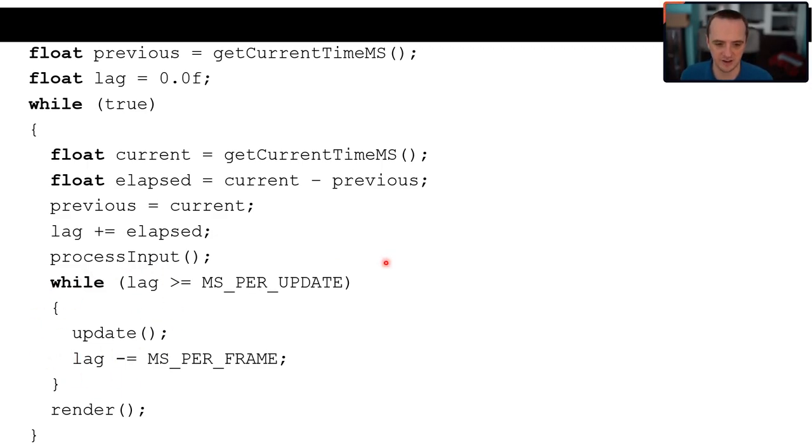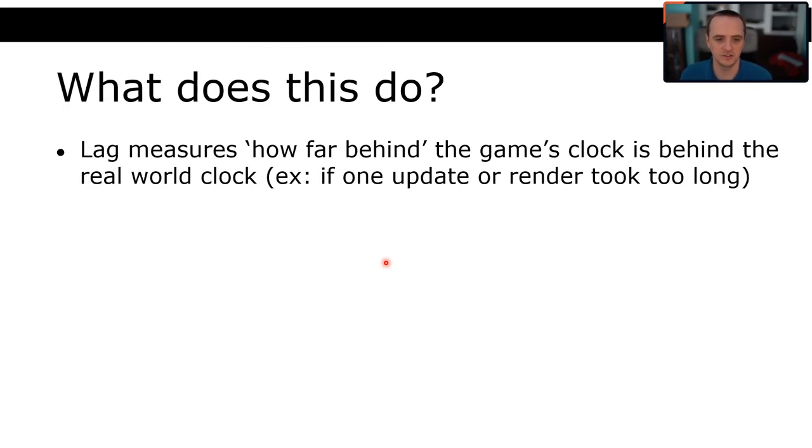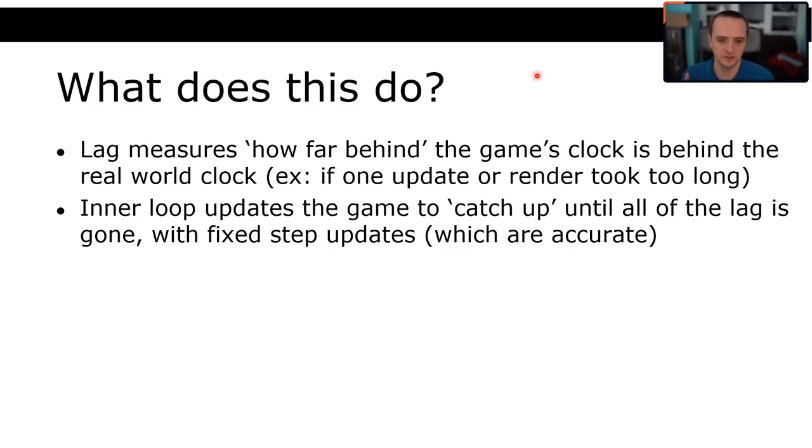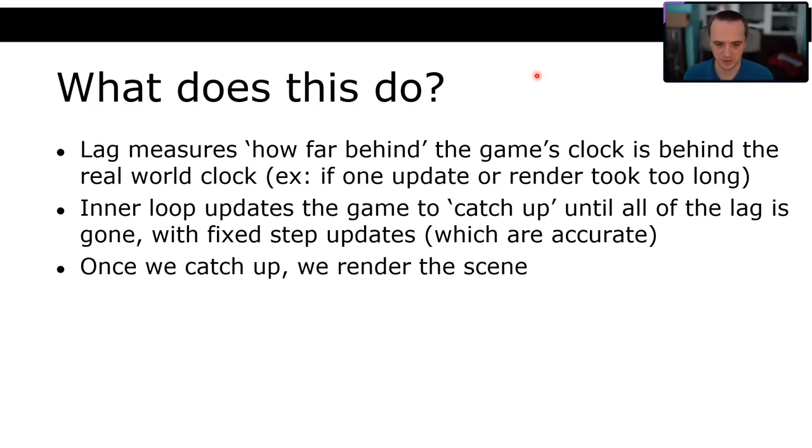So what does this actually do? You can go back and look at this slide and parse it a bit. But what it does is lag measures essentially how far the game's clock is behind the real world clock. So for example, if one of our updates or renderings took too long, then we've been lagged somehow. That inner loop is going to do a variable amount of updates so that the game catches up until all of the lag is gone with fixed step updates, which are accurate. And then once we catch up, we render the scene.